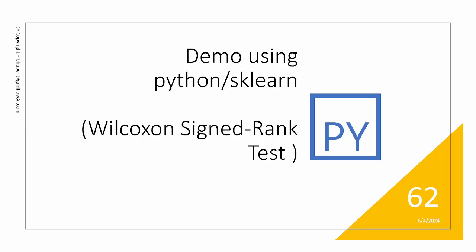So that's pretty much it in terms of the non-parametric alternative for the t-test. In the next video, we'll talk about another inferential technique called ANOVA.